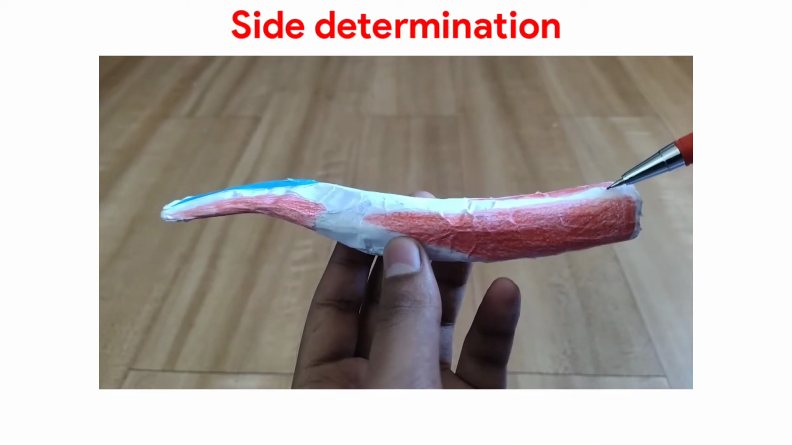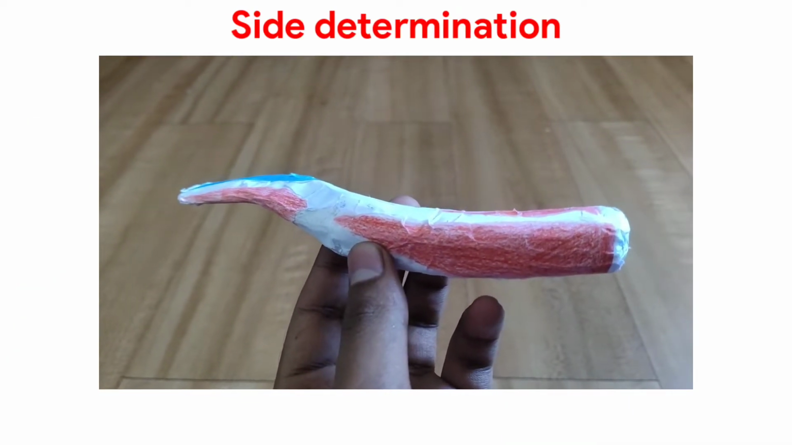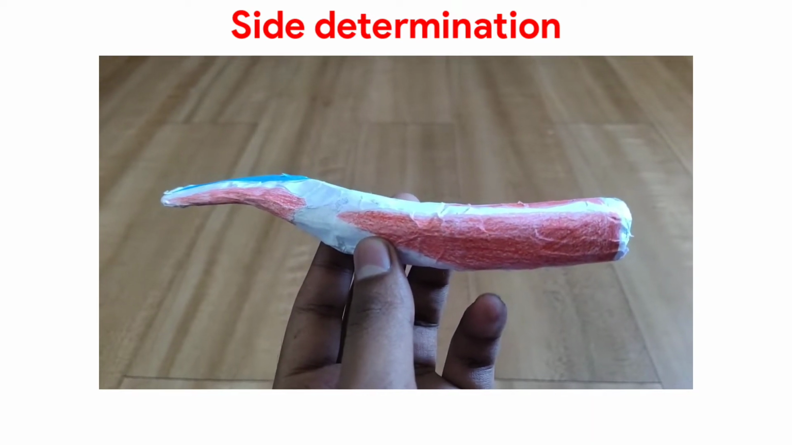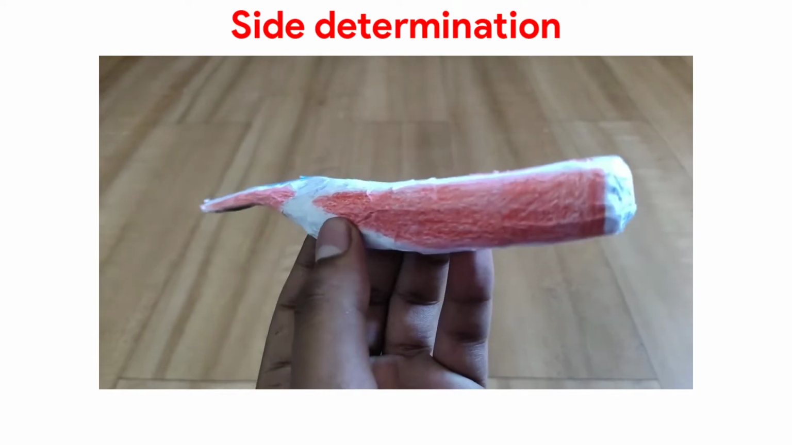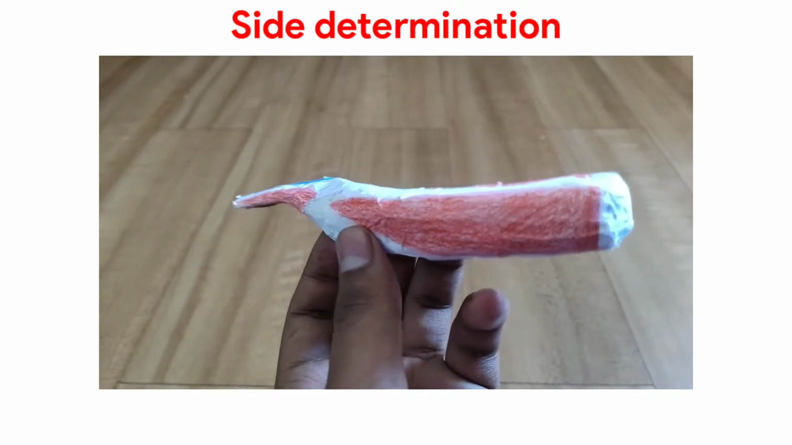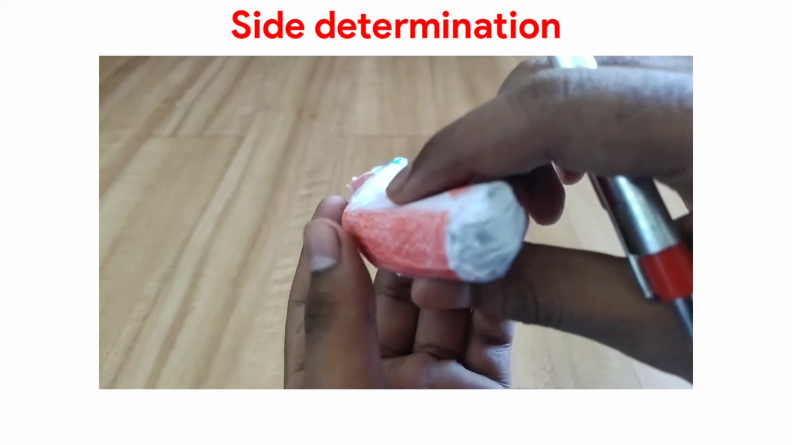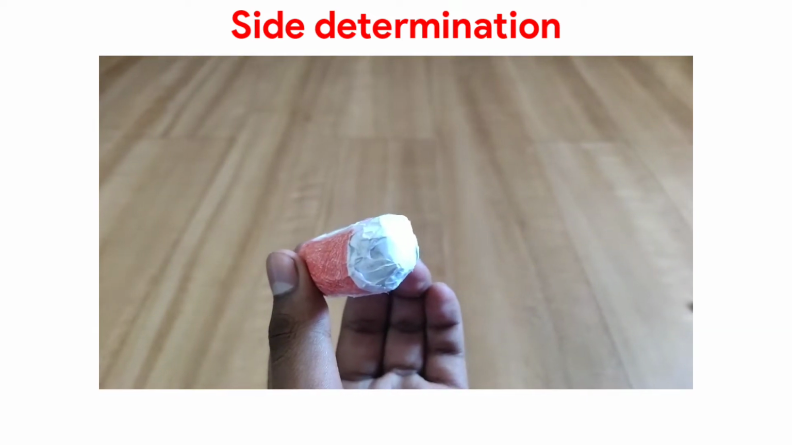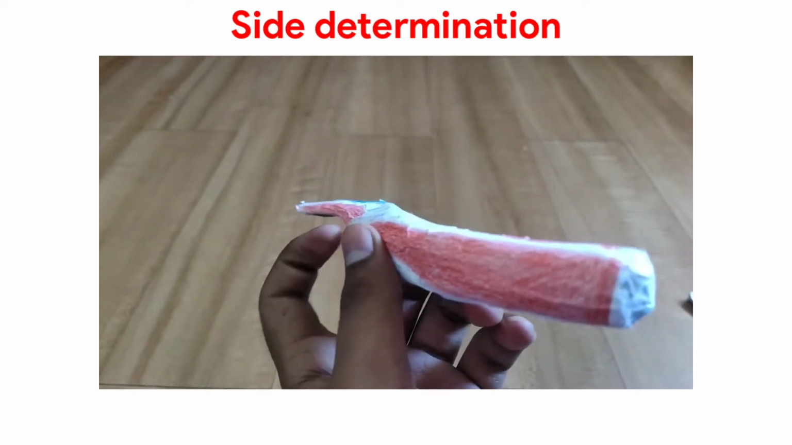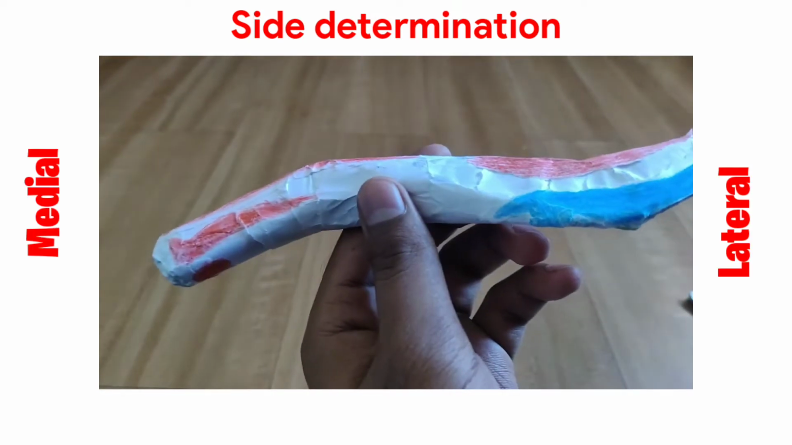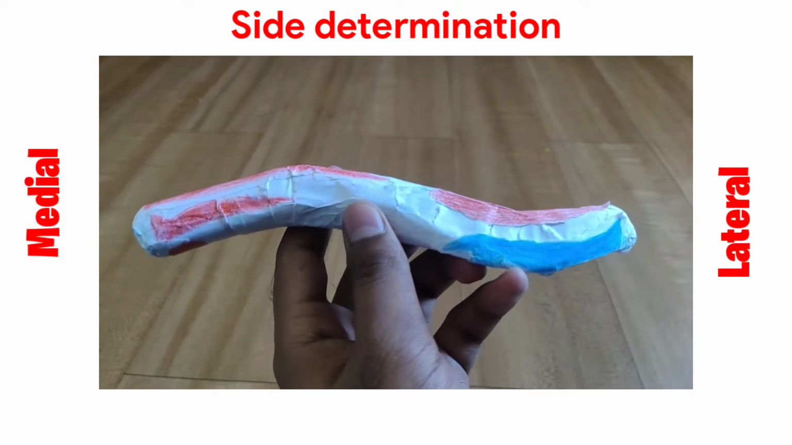Now the main part is side determination. To determine the side, we should confirm 3 points. First point is which one is medial and which one is lateral. The medial one is the rounded one. The end will look like a bulb, and the lateral end is the flattened end. Now we fix it as medial and lateral like this.